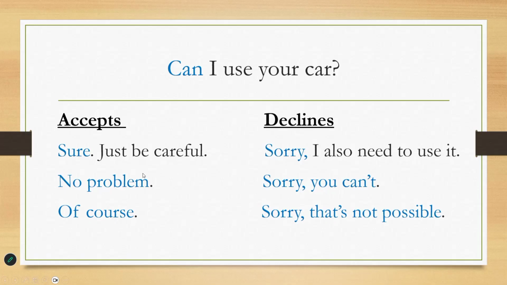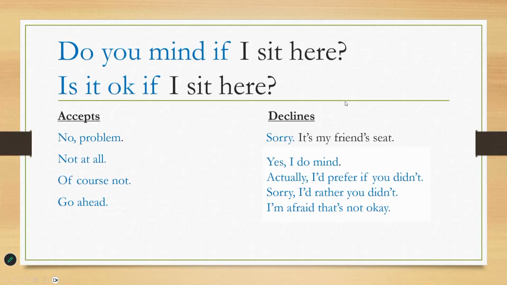All right. So, except saying yes or no, we don't like to say yes or no. Next. Do you mind if I sit here? Do you mind, we use simple present. Is it okay if I sit here? I mean, can I sit here? The same. And when we accept, we say no problem, not at all. Of course not. Do you mind? Of course not. I mean, not mind. Go ahead.